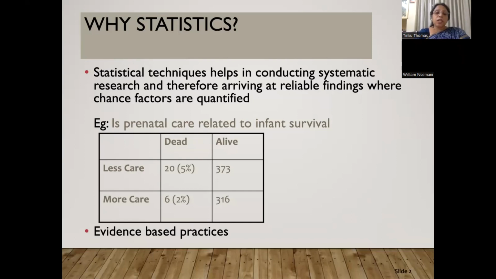So in order to have evidence-based practices in clinical practice or in public health practice, it is important to understand what is true and what is due to chance. Statistical techniques help us in making this kind of conclusion, keeping aside the chance factor, to decide whether this observed difference of 3 percentage points in mortality in this sample is true or not.